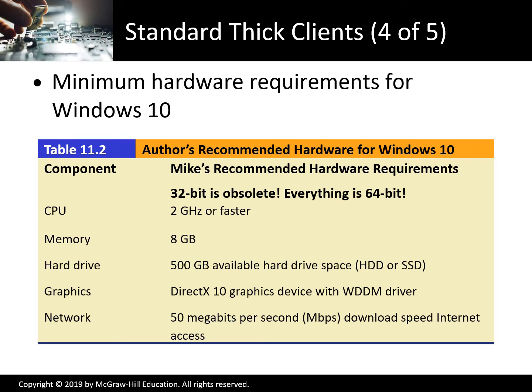Let's see. So we want 64-bit systems. 32-bit is obsolete. It limits you to 4 gigs of RAM. 64-bit will take you to a much higher range. 8 gigabytes now is kind of a minimum, with a 500 gig hard disk being the smallest you want. You want the latest graphics driver and a network with at least 50 megabits per second download speed, and preferably faster.